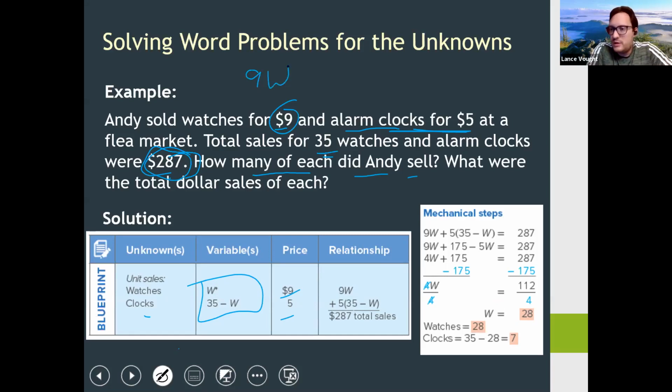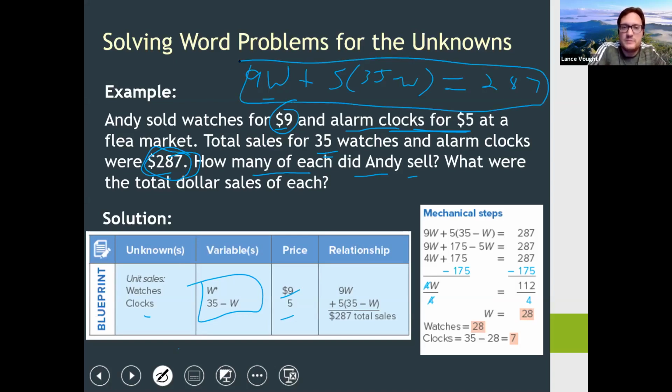We don't have a C, but we know that it's a complementary thing because however many items weren't watches, they were alarm clocks. So we only have 2 to choose from. And we know we sold each one for 5. So if we add in 5 times 35 minus W, we get these two. This is the total revenue from clocks. This is the total revenue from watches. Add it together, you get 287. So we now have our equation.